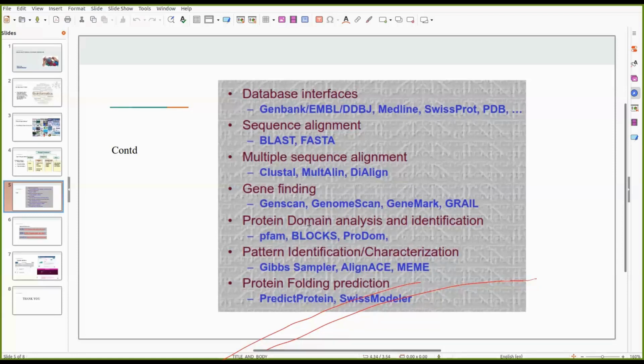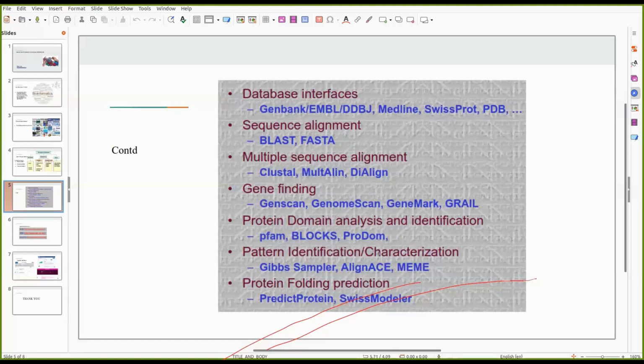Then all these ones are more specific. They are like the secondary databases for protein, used for protein domain analysis and identification. These are secondary databases for protein: Pfam, Blocks, and ProDom. That will help you have specific information on a particular protein you are looking for.